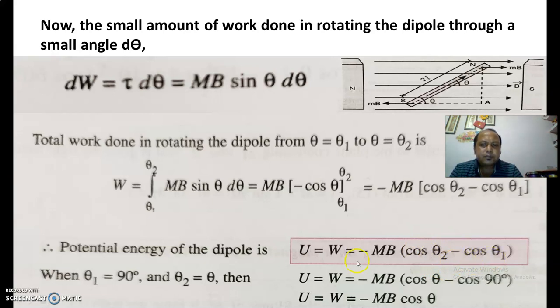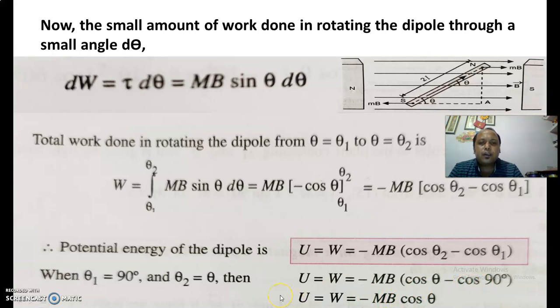Now here we will consider one thing: that the initial orientation is such that the angle is 90 degrees, so that it experiences a maximum torque. So when the angle is 90 degrees, which experiences a maximum torque, the value of theta 1 we put as 90 degrees, and theta 2 will be represented as theta only. So the equation now becomes minus mB, with cos theta 2 replaced by cos theta, and cos theta 1 is cos 90, which is 0. So we have minus mB cos theta.